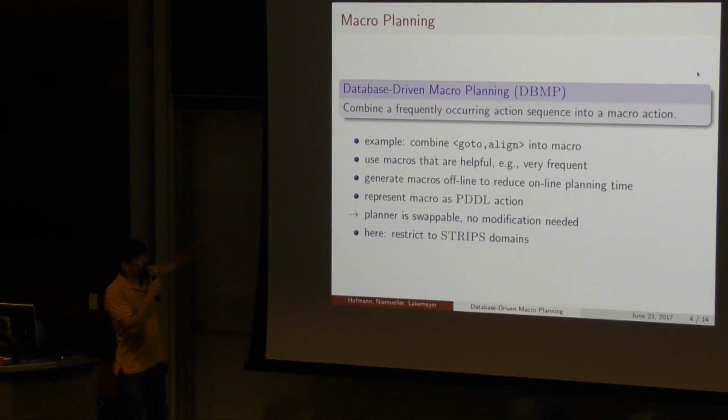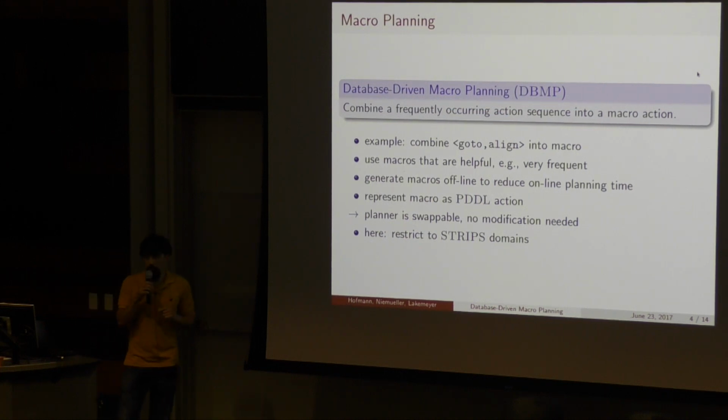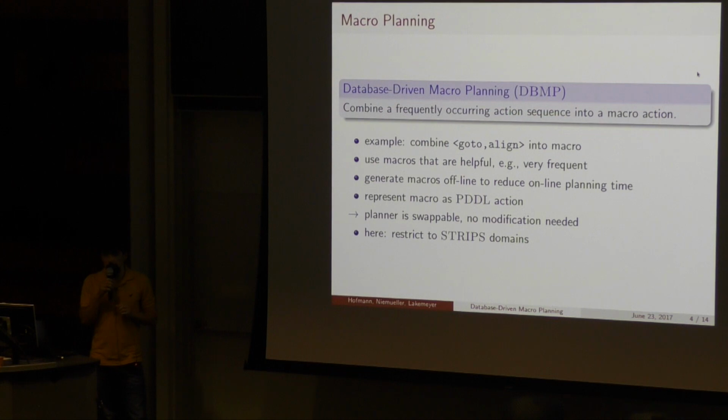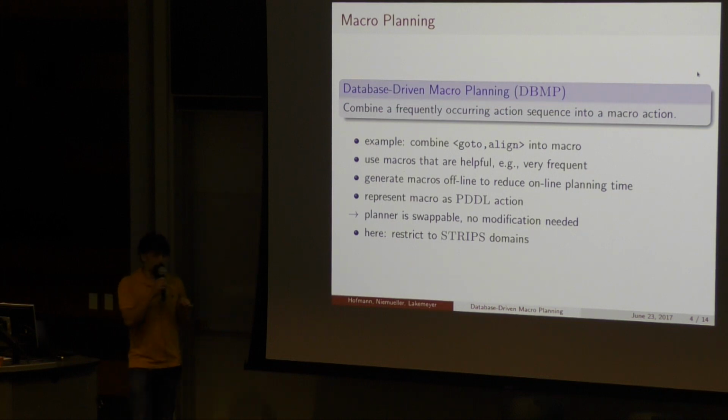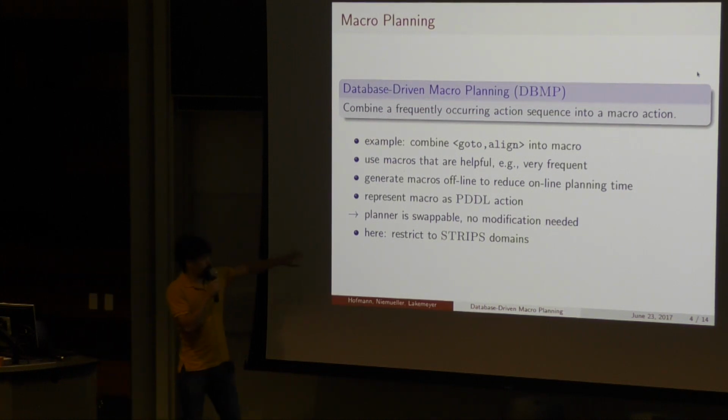Our approach, DBMP, allows macro generation offline. This is nice in robotics because we have ample resources offline, but only very, very limited resources online. And we represent macros as PDDL actions, which has the advantage that we can just swap the underlying planner without any modifications to the planning system. In this work, we restricted ourselves to STRIPS domains.